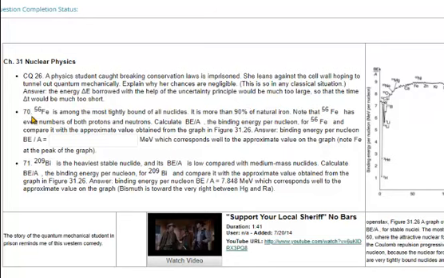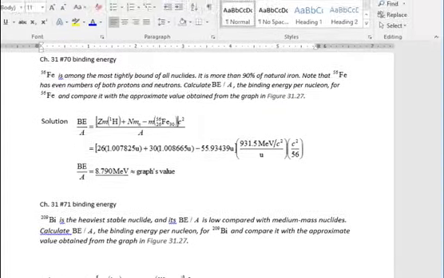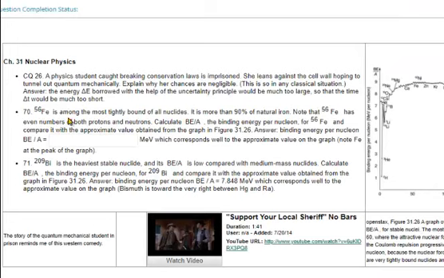Okay, so I'm going to do this one here. This is about binding energy, and I'm just going to pull up the solution already. Here it is, and plug it into the calculator. Actually, let me get back to the original problem. It says that the 56 iron isotope, that means it has 26 protons and 30 neutrons, is the most stable of all nuclides, or has the largest binding energy.